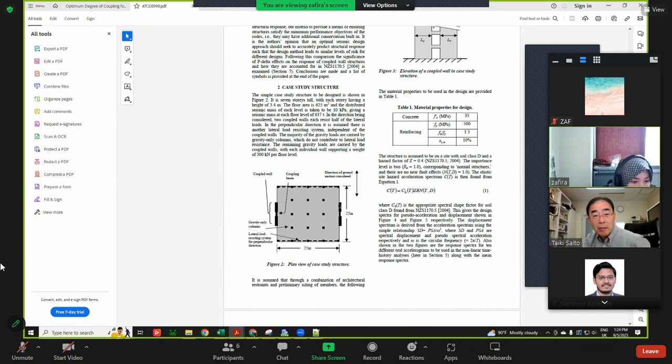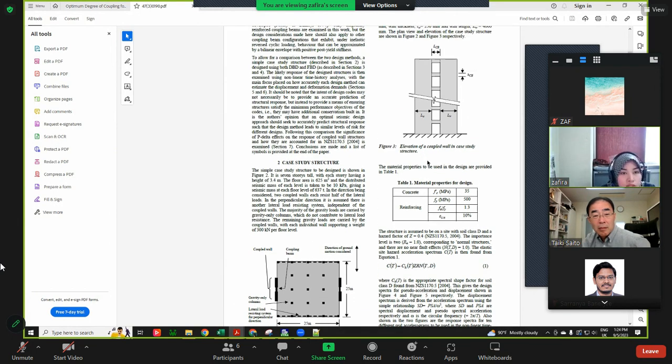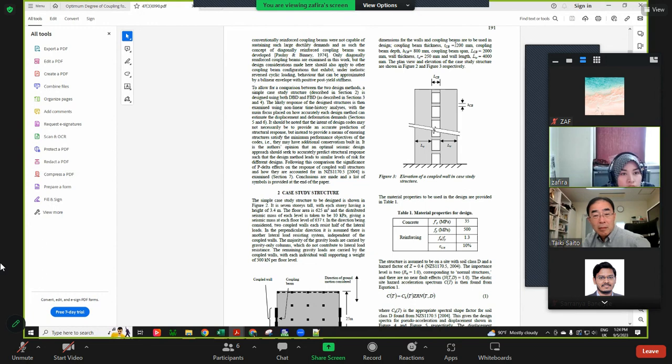This is the coupled wall. Okay, this one: thickness of coupling beam is 200 and height 800, and the thickness of the wall is 250 mm. Oh, only 250. And the length of the wall is 4 meters. Even your model is thicker than this one. Yes, 500.